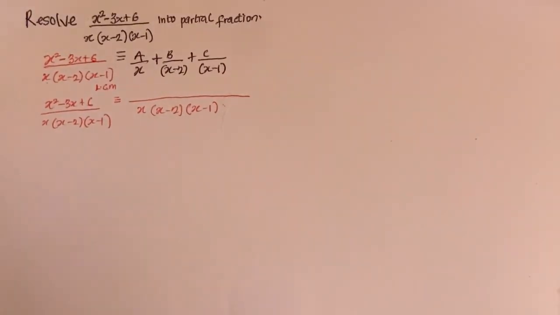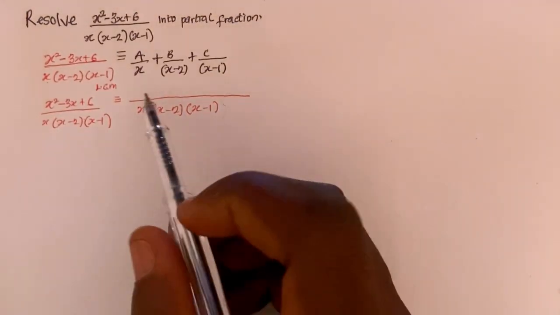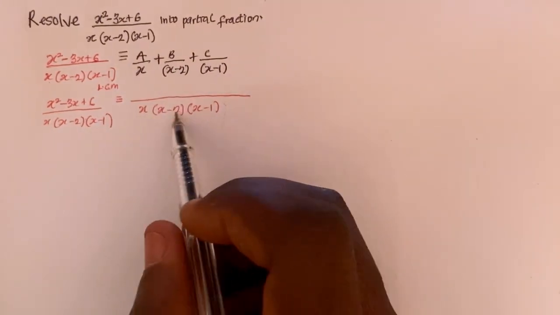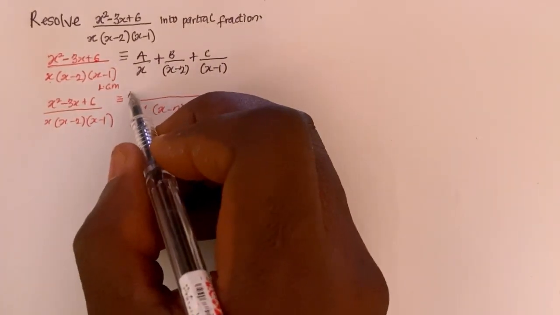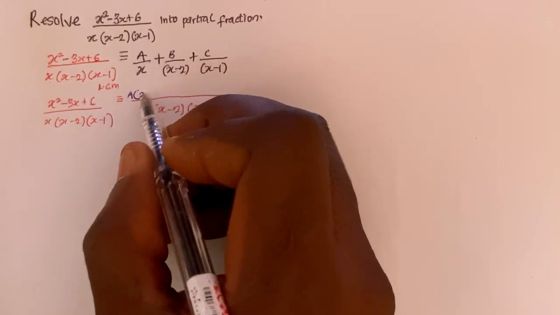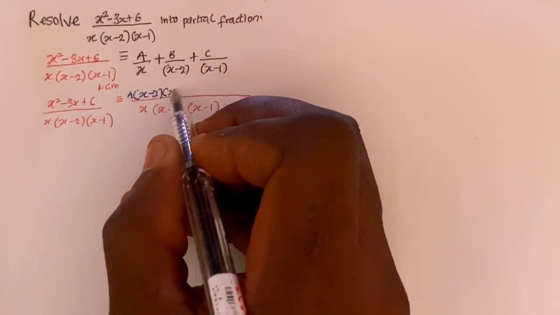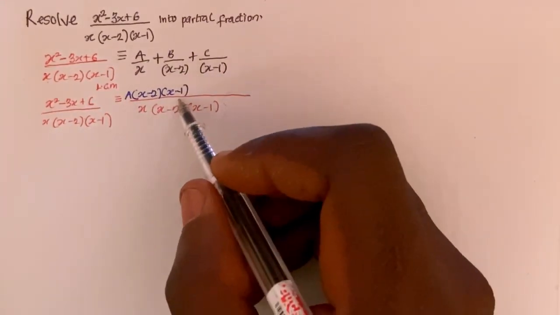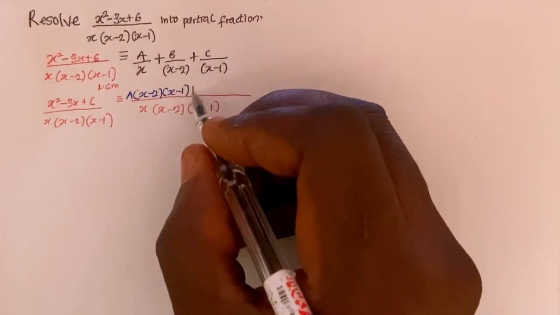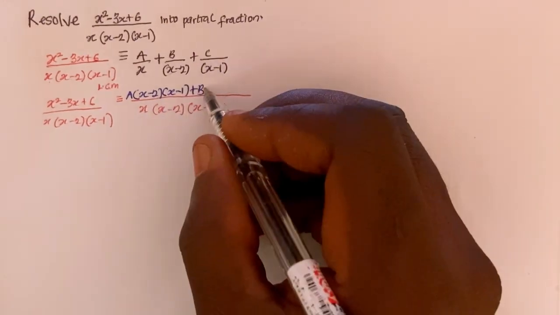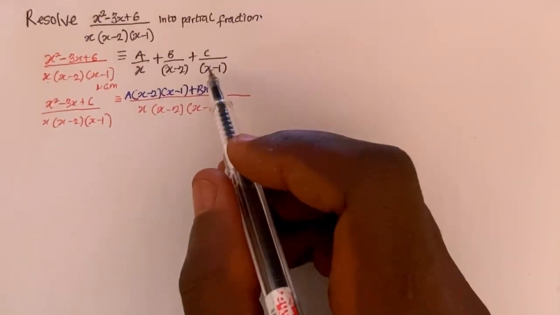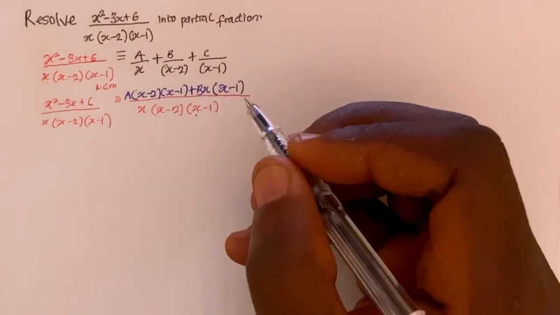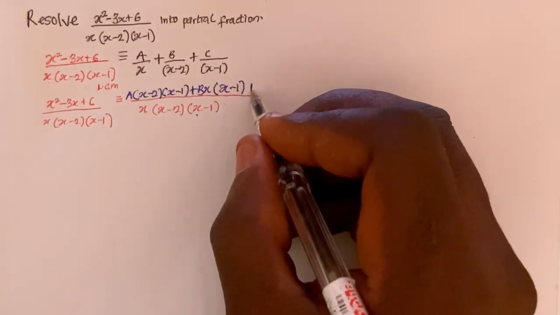After that, looking at this, this will cancel this out, so that I will have my a multiplying these two factors. So this is a into bracket x minus 2, then into bracket x minus 1. Then moving to the b side, this will cancel this, then I'll have b multiplied by this x, that's bx into bracket x minus 1. Then I'll go ahead plus c.